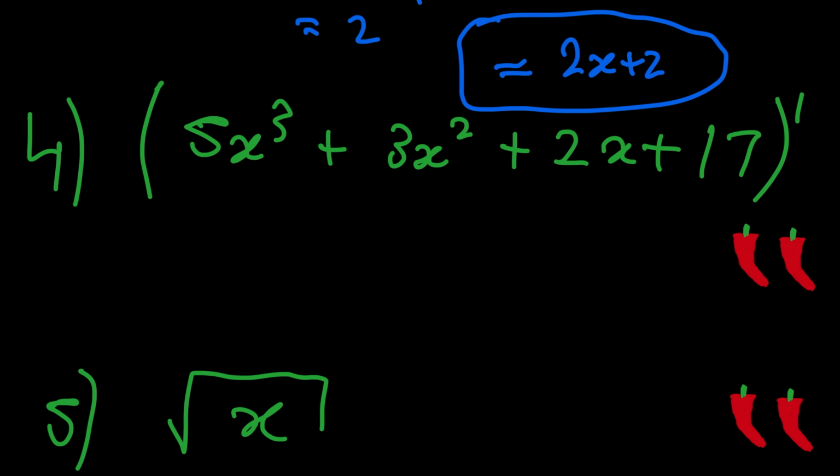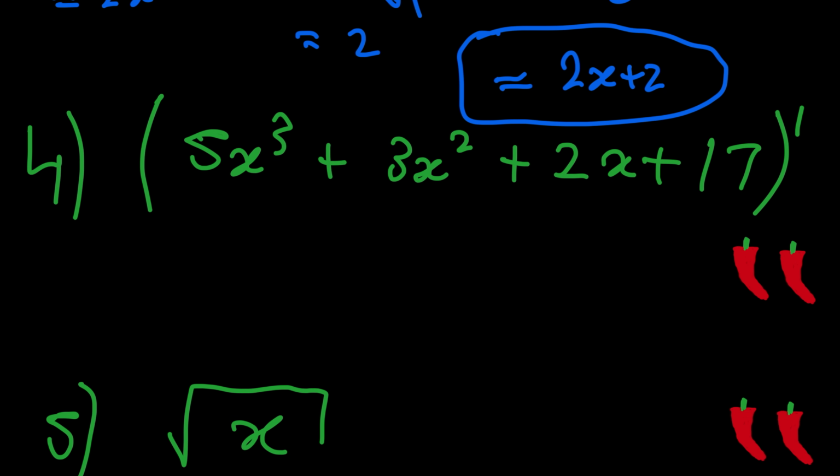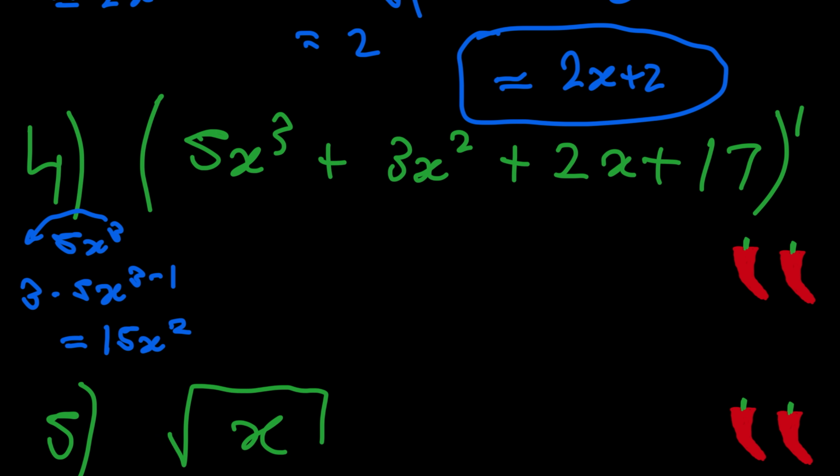Right there. And then we've got a couple more questions here. This one's just the same thing, but this time we've got another new term: an x cubed term. Let's do 5x cubed first. We bring the 3 down, so it's 3 times 5x to the power of 3 minus 1, which is equal to 15x squared. Then we've got the 3x squared term, where we bring the 2 down here, so it's 2 times 3x to the power of 2 minus 1. So that's 6x. And then we've got 2x.